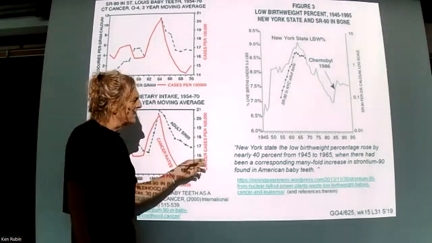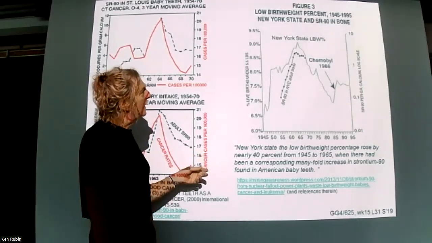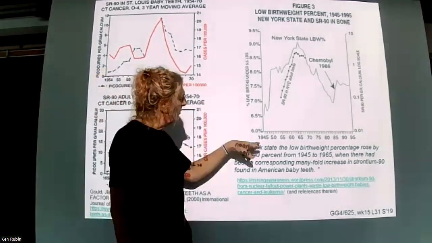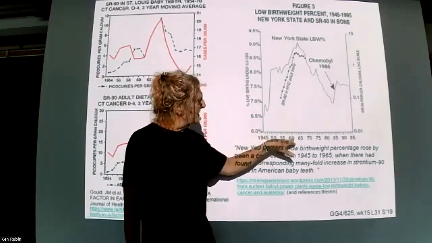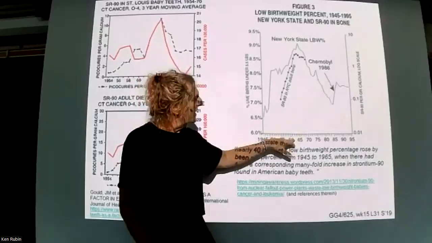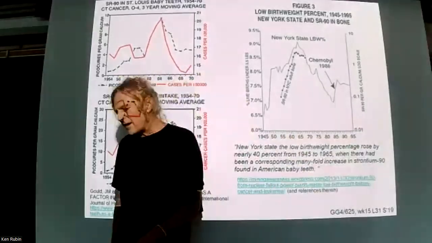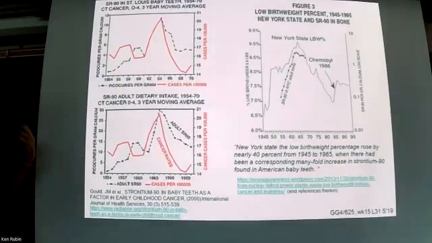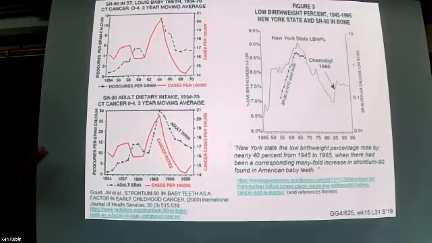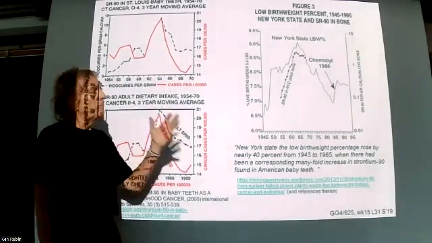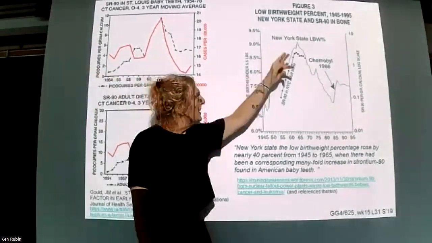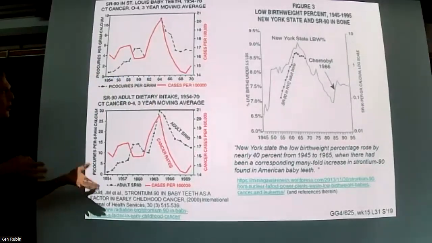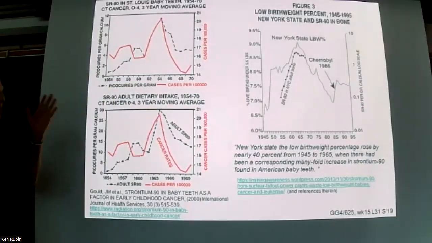Now, this is another plot showing concentrations in New York. This is now moving much forward. This is 1945, so 60 to 65, that peak, and coming into 1995. And during that period of time, it wasn't just childhood cancers. There were other things too. So this is birth weight, the percentage of children in New York State born with a low birth weight.